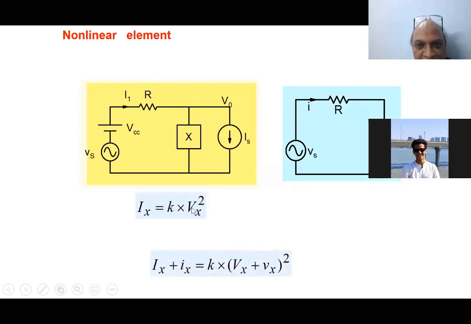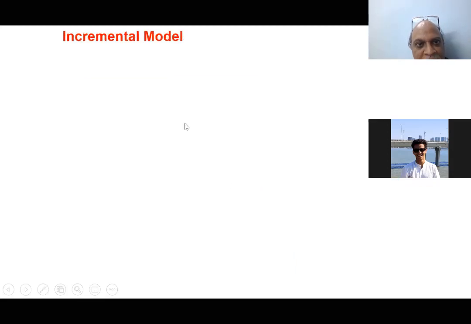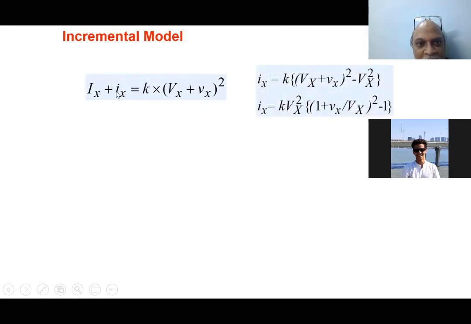Okay, and what is the procedure for this? Well, let's change the voltage across this element by a small amount vx, and then the current will change by a small ix. And we are looking for a relationship between small ix and vx. Okay, so let's do that here. So we can take this part over there, and this is what we obtain: the relationship between small ix and small vx. That of course depends on what is the original value of Vx across the element, right? So the model is nonlinear, right?